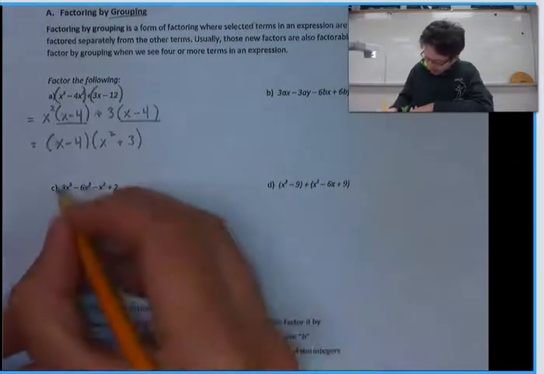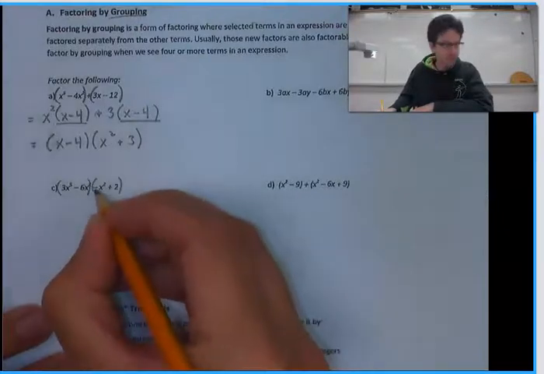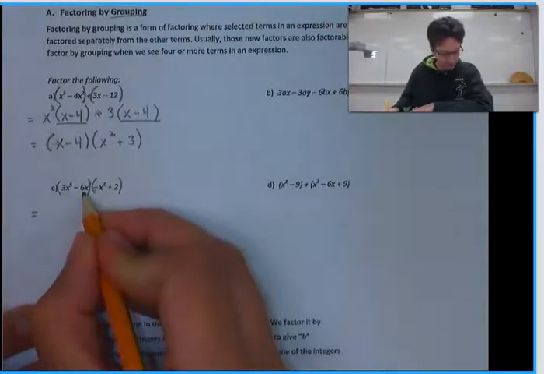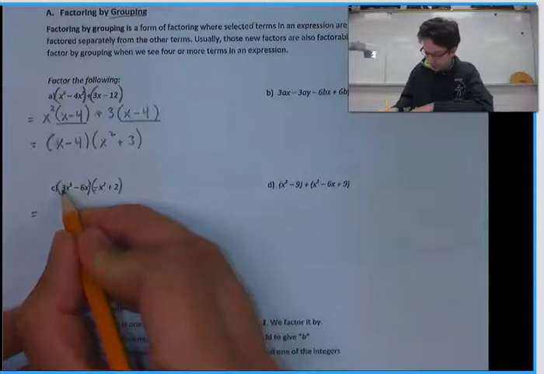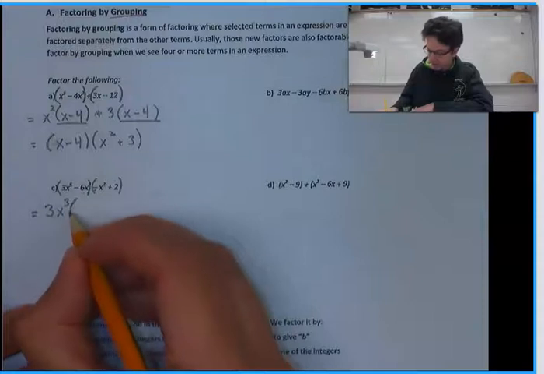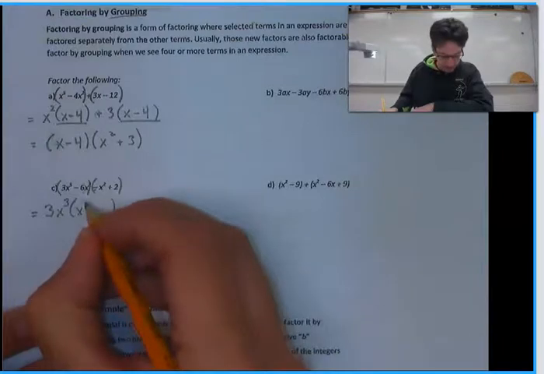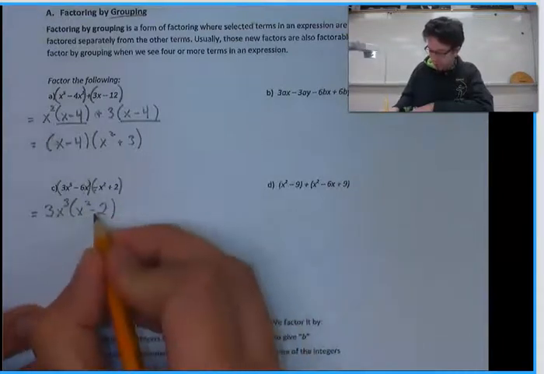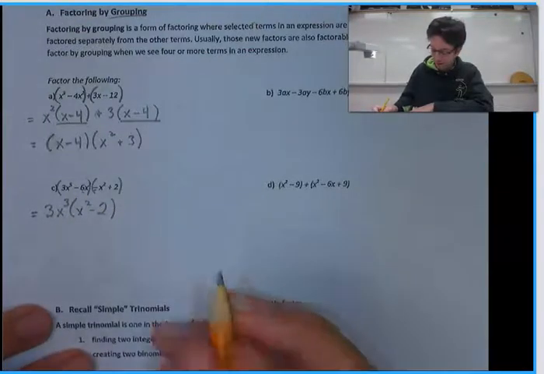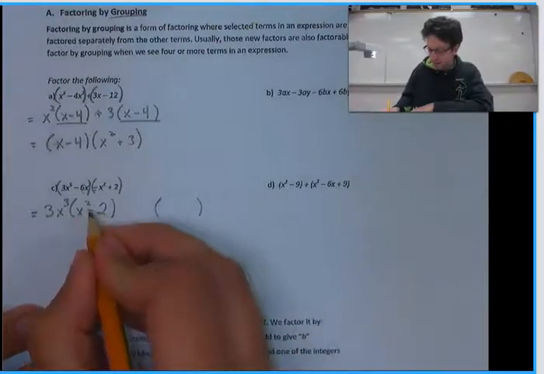Okay, now C, here's one, here's the other. I'm going to keep that negative there, so we need to pay attention to that negative. But first, let's do the first bracket. So it looks like 3 is definitely a common factor, and also x cubed. So there's our greatest common factor. And when we pull that out, inside the bracket, we'll have x squared minus 2, because negative 2 times positive 3 gives us our negative 6.